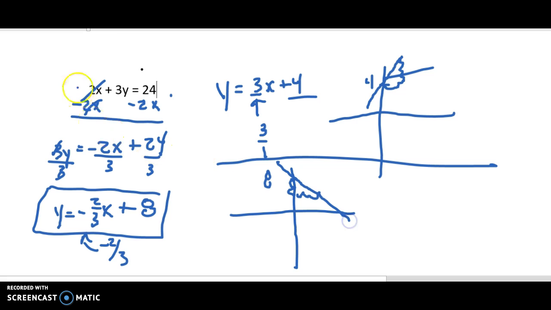So if you get an equation in this form, do one of two things. Either make that table and plot the points, or rearrange the equation and put it in a form that you're more used to.